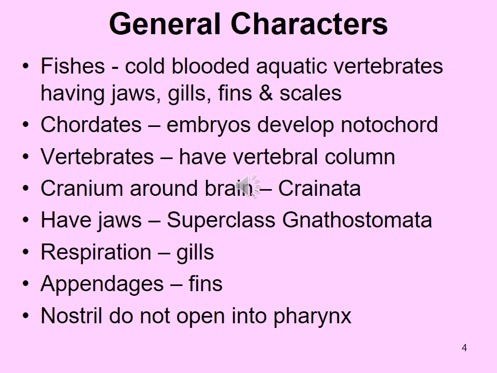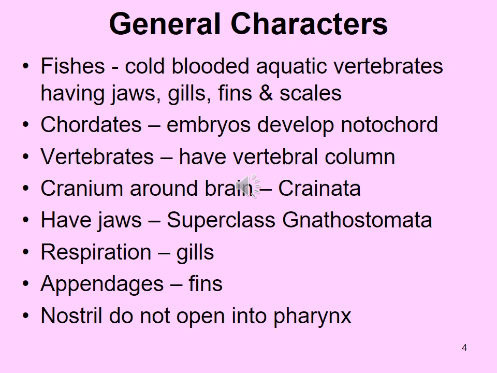Let us now see the general characteristic features of class Pisces. Class Pisces includes all the fishes, and all the fishes are cold-blooded aquatic vertebrates having jaws, gills, fins, and scales. These are chordates as their embryos develop notochord. These are placed under the vertebrates since they have the vertebral column. They are placed under Craniata as the cranium is found around the brain. They are placed under the superclass Gnathostomata since they have jaws.